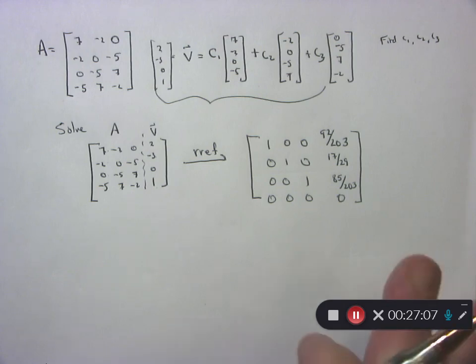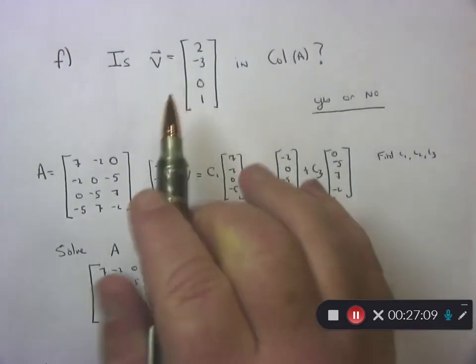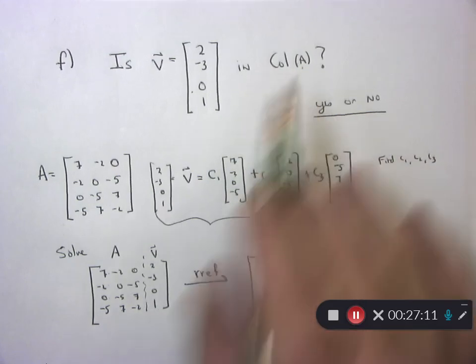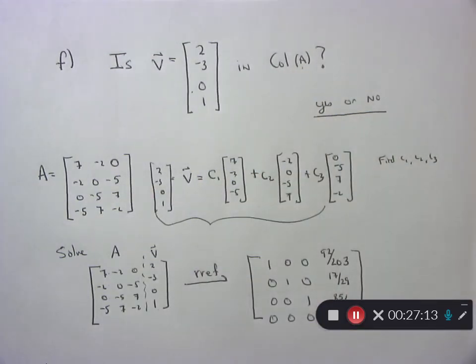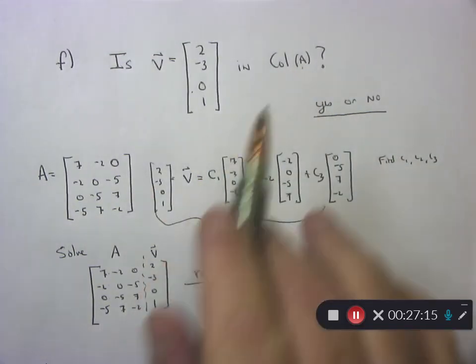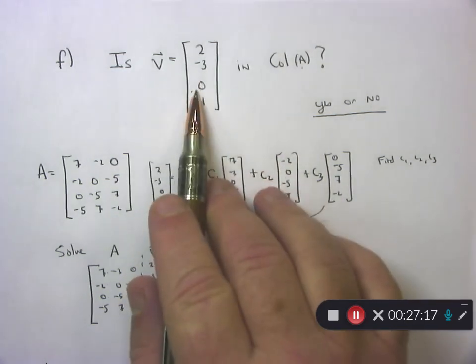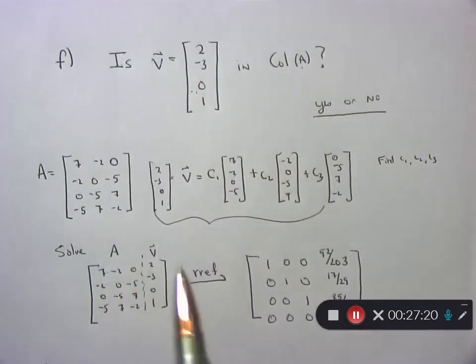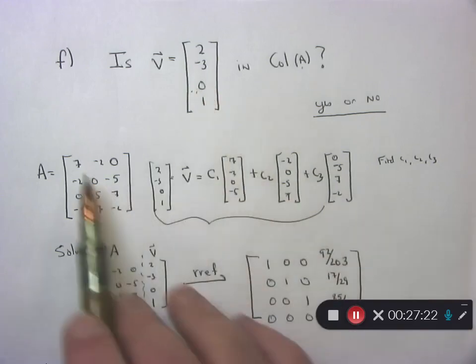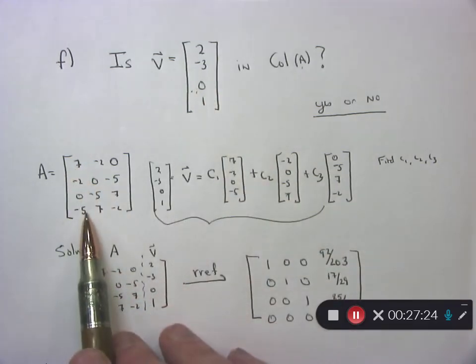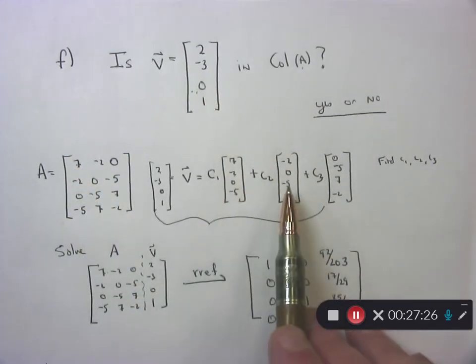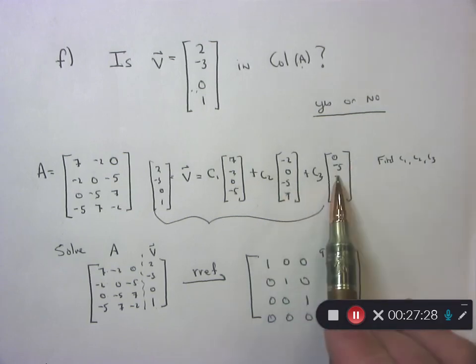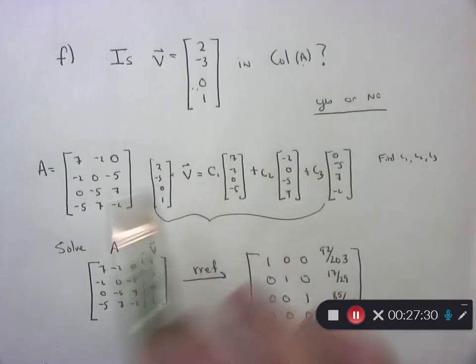Oh, wait. What was the question? Is this vector in the column space? Now, setting equal to 0 would be the null space. We're not talking about null space now. We're talking about the column space. Is this vector in the column space? And remind you, to be in the column space, there's got to be a constant that you can multiply times the first vector, plus a constant times the second vector, plus a constant times the third vector, to be able to get that v vector.